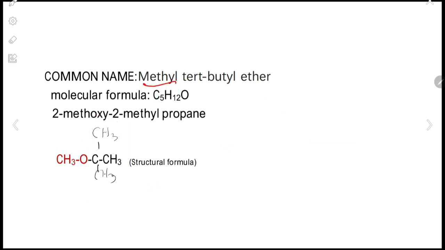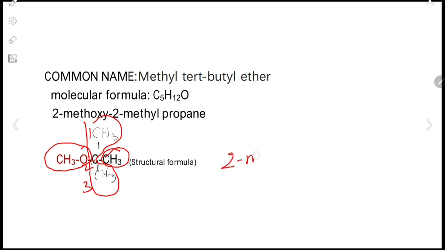Now the methyl group is here, and this is the methoxy group. So what we do is we select the longest chain. If you see, this is the longest chain of carbon atoms here. So we start numbering it 1, 2 and 3. So this methoxy group is attached to the second carbon atom. This methyl is also attached to the second carbon atom. Therefore what we write here is 2-methoxy.